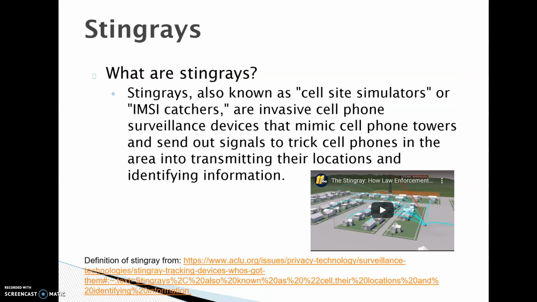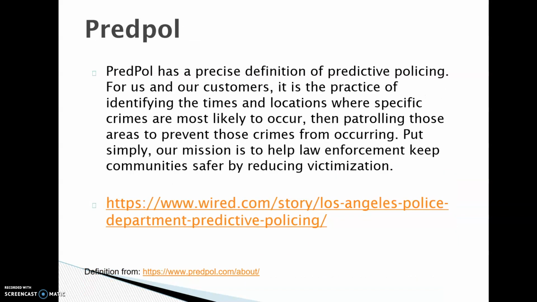Stingrays. What are stingrays? Stingrays, also known as cell site simulators, are invasive cell phone surveillance devices that mimic cell phone towers and send out signals to trick cell phones in the area into transmitting their locations and identifying information. And these are really, really scary, in that they can set up a device right outside of an area and they can track you down to the room that you're in. Because remember, your cell phone is always sending pings out. So from its geographic location, stingrays can be used.